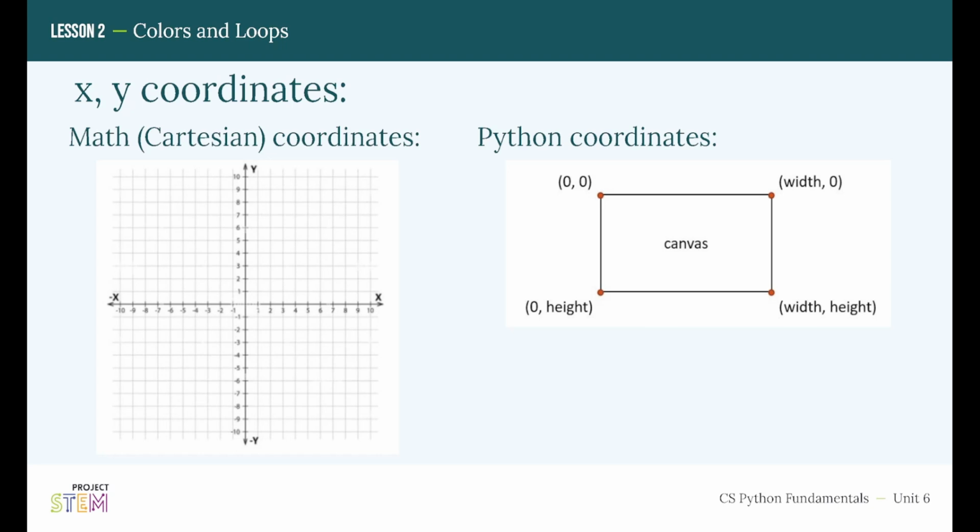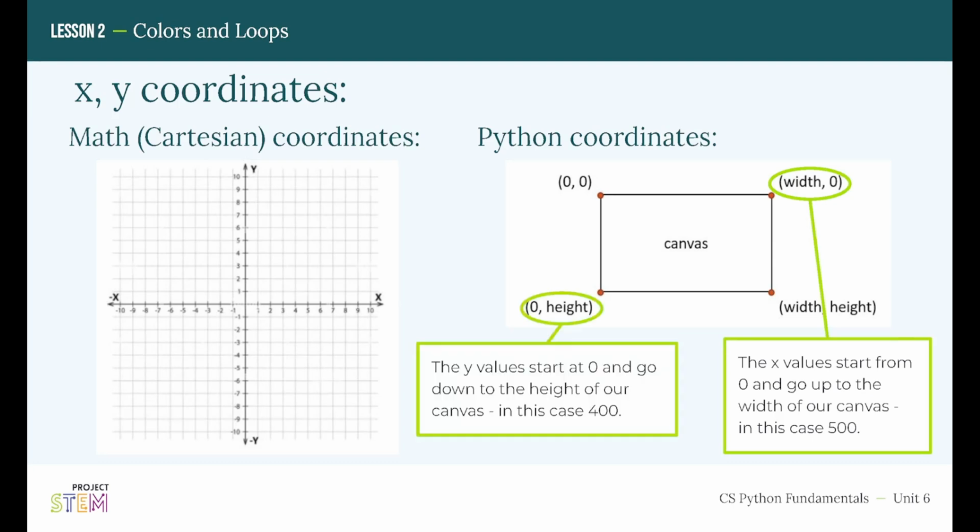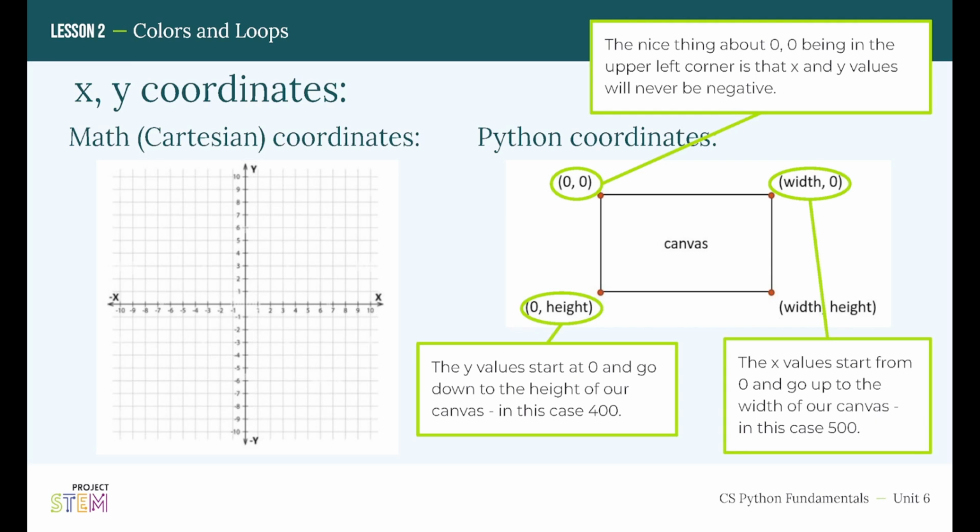But unlike math class where 0, 0 is located in the center of the graph, 0, 0 is in the upper left-hand corner. So the X values start from 0 and go up the width of our canvas. So in this case, 500. Then Y values start at 0 and go down to 400, the height of the canvas. The nice thing about the fact that 0, 0 is in the upper left-hand corner is that X and Y values will never be negative.